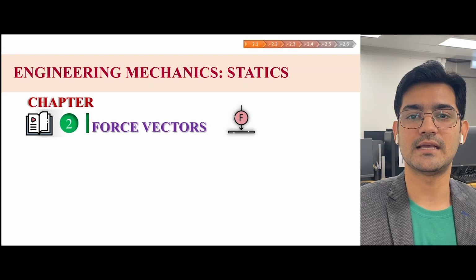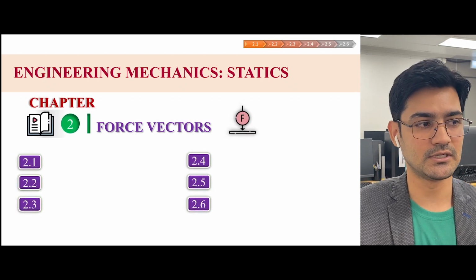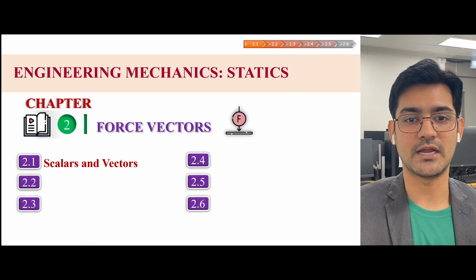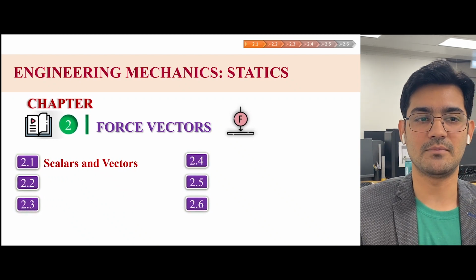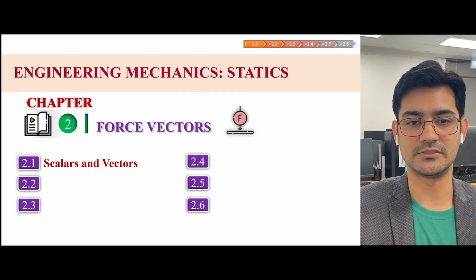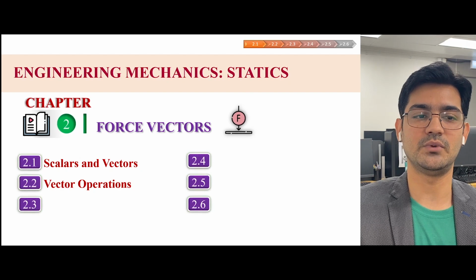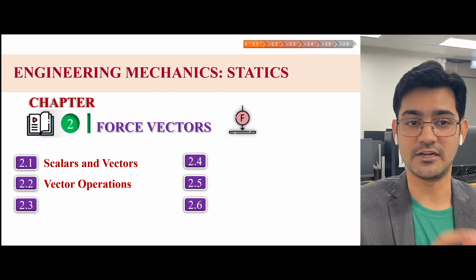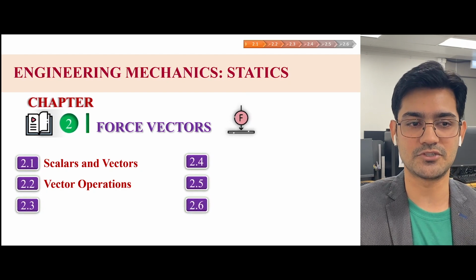So this chapter is about force vectors, and this chapter is divided into 6 sections. In section 1, we're gonna study scalars and vectors, because many physical quantities in engineering are measured by either scalars or vectors. The next section would be about vector operations, in which we'll study multiplication and division of a vector by a scalar, and vector addition and vector subtraction.